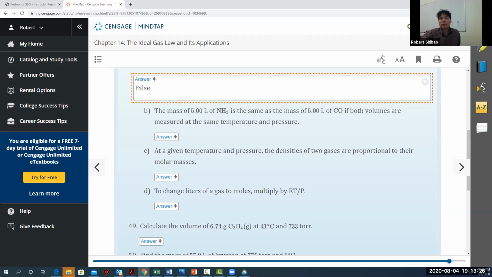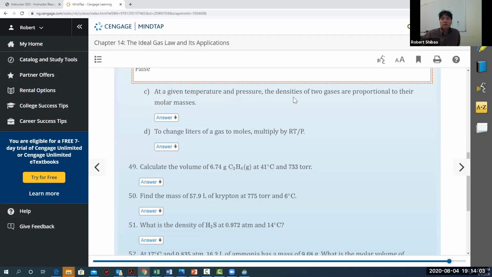However, a molecule of ammonia weighs different than a molecule of carbon monoxide. How much does a molecule of ammonia weigh? Well, nitrogen is 14.01, hydrogen is 1.01, so this is 17.04 grams per mole. Carbon's 12, oxygen is 16, so this is going to be 28.01 grams per mole. And so carbon monoxide weighs a lot more, about double. Well, not quite double, but less than double. And so the answer is false.